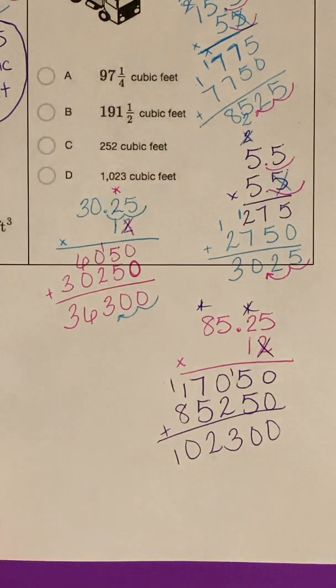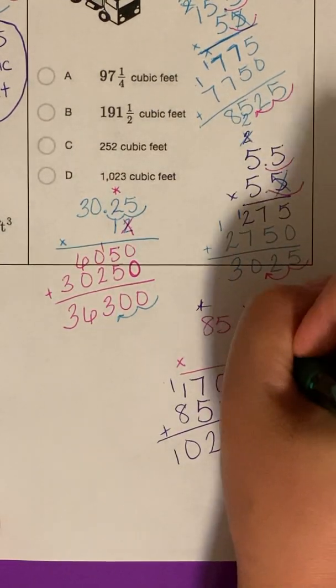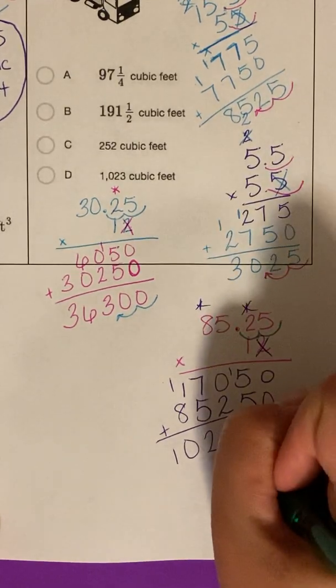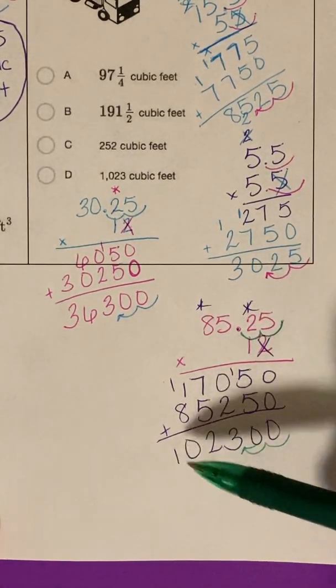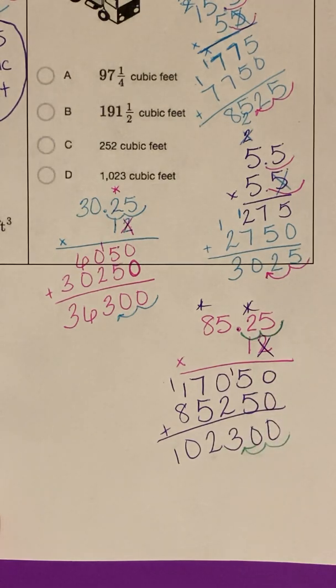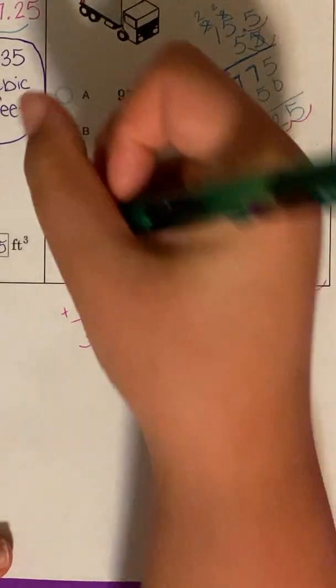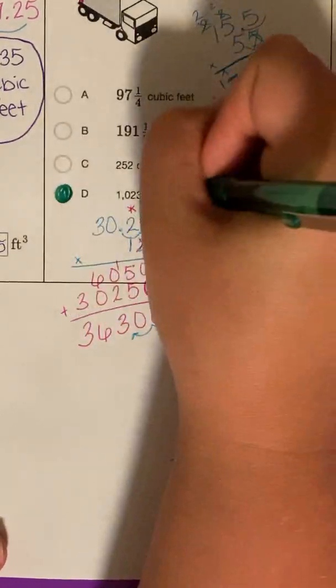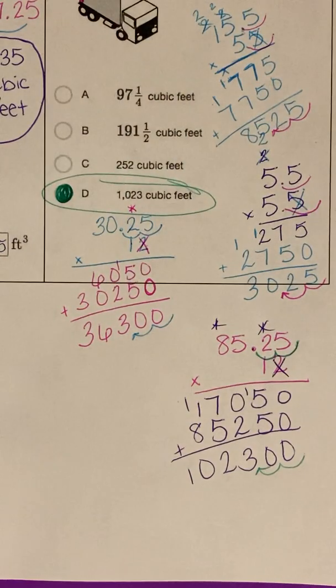Now we have a decimal, it's going to go in 2 places, 1, 2. So our answer here is 1023.00, so it is going to be D, 1023. I apologize, I missed a number. Do you see how much it can throw you off? But that's okay, we fixed it.